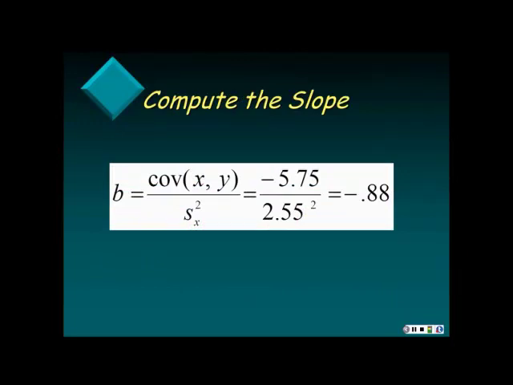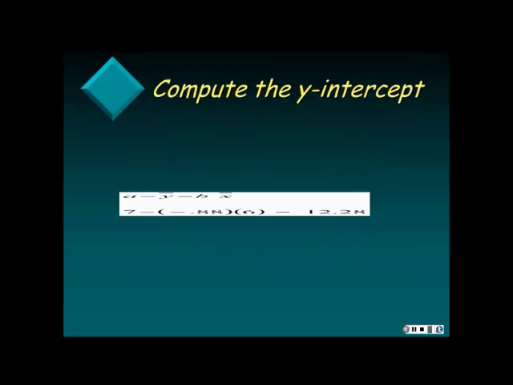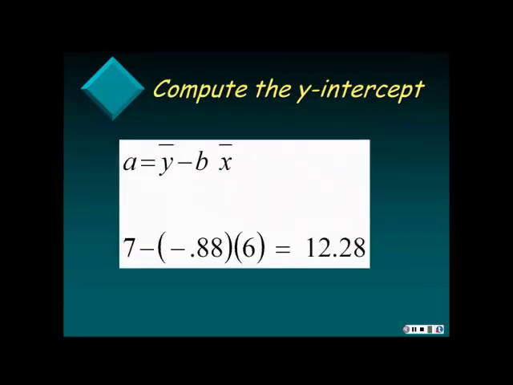So the slope then is, I took the standard deviation of the x, which is 2.55, squared it. So the covariance divided by that is minus 0.88. So that means for every unit change in x, y goes down by almost 1, by minus 0.88. But anyway, the intercept is 12.28. That's just the point where the line crosses the y-axis.